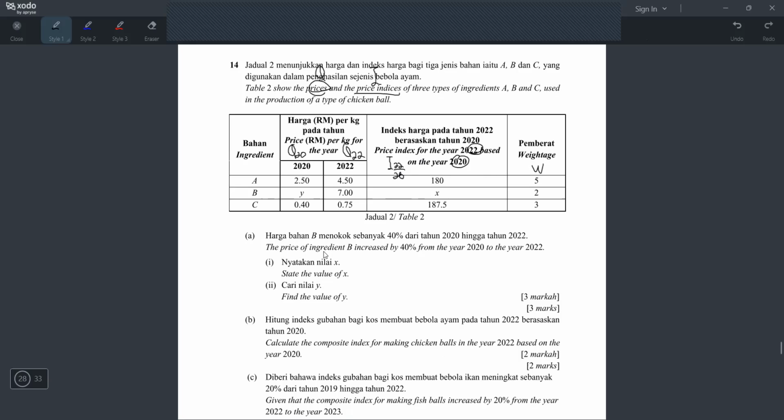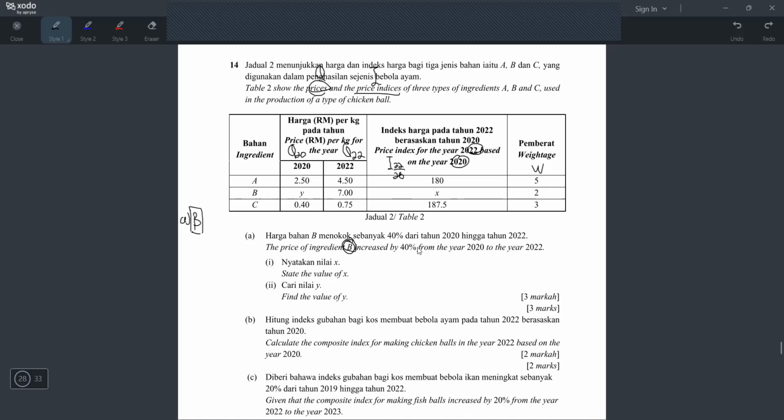Okay, soalan A says the price of ingredient B. If they mention the word B, it means this is an important keyword. It means in this question we are only talking about ingredient B, so later I can only tengok the B punya baris. But what if the question never mentioned A, B or C? It means very high chance you have to take the average, the composite index. But if they mention a keyword, then we have to take the B one.